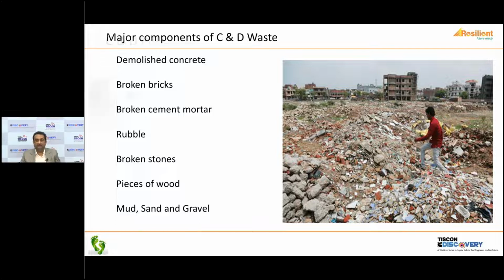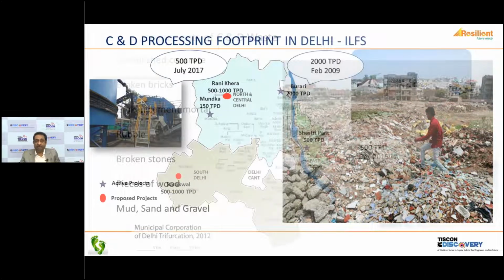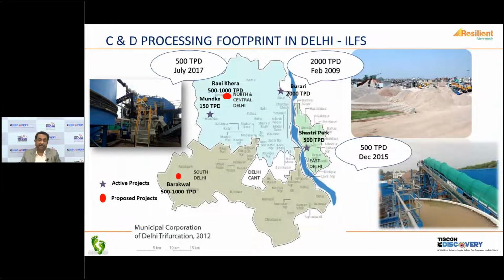So what is a success story we have in India? ILFS in Delhi has been the forerunner in bringing into India the recycling facility and the recycling plants. They started in February 2009, exactly a year ago, at Burari, and this was when the construction for the Commonwealth Games started.